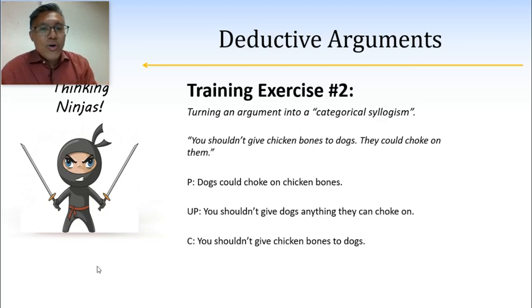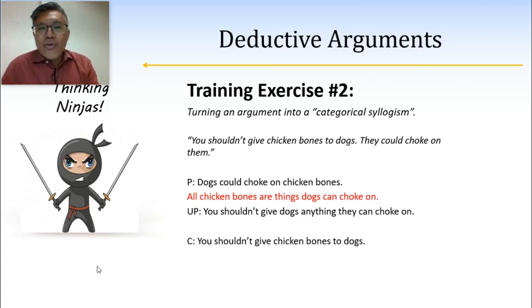Now we need to convert it to our standard categorical claim form syllogism. So dogs could choke on bones, can you convert that into one of our standard form claims? A claim, E claim, I claim, or O claim. How could you convert that? Is it saying something about all of a group? Sure, it's saying something about all chicken bones. It's saying all chicken bones are things dogs can choke on.